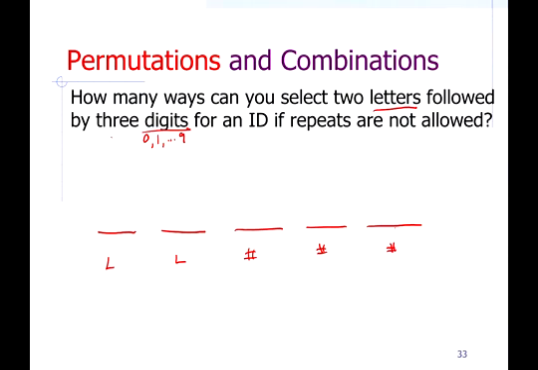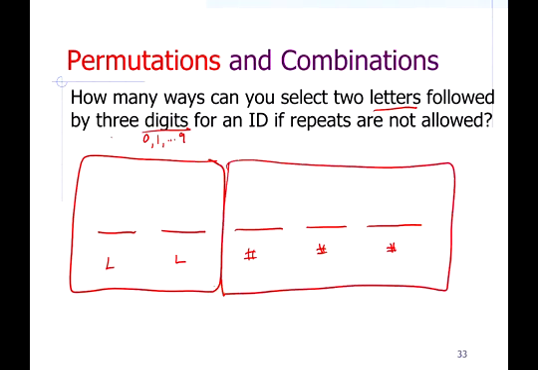Well, we could look at this in terms of the fundamental counting principle, or in terms of permutations, or in terms of both. Let's look at this as a 2-part process. Part 1, pick the 2 letters. Part 2, pick the 3 numbers. So repeats are not allowed, and that's key right there. That tells us it is a permutation.